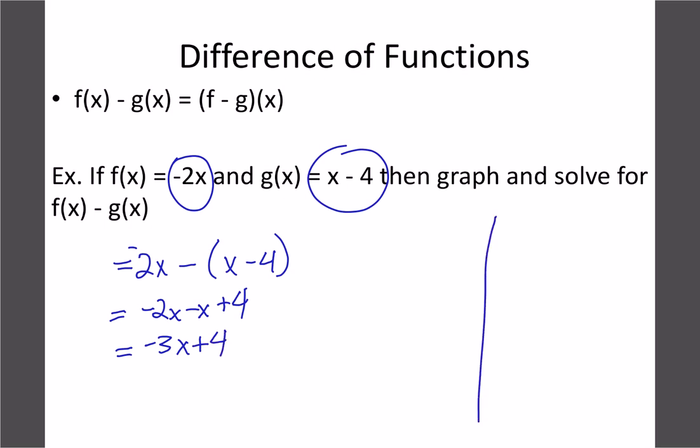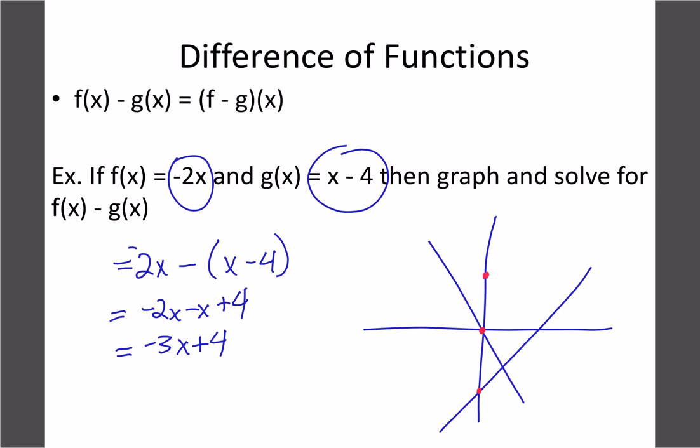Okay, and just like we did before, if we were to actually look at the graphs, minus 2x would be a line something like that. x minus 4 would be a line something like that. So when we combine these, in this case, we'll be subtracting the y values. So we'd have 0 take away negative 4. So that would give us positive 4. 0 minus negative 4 would give us positive 4. So the new graph is going to be up at 4.